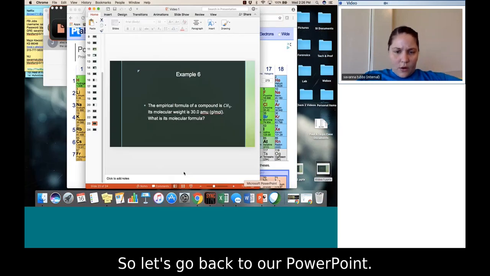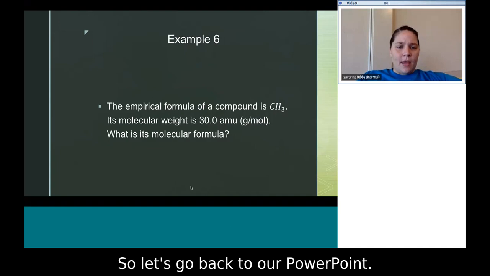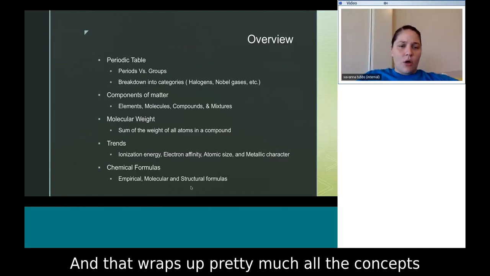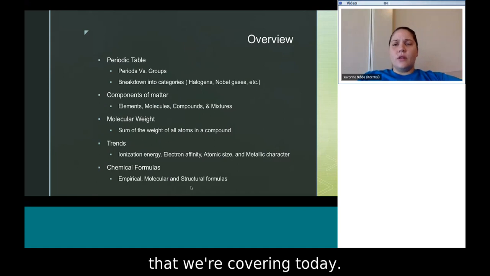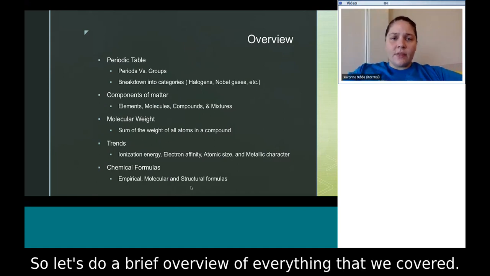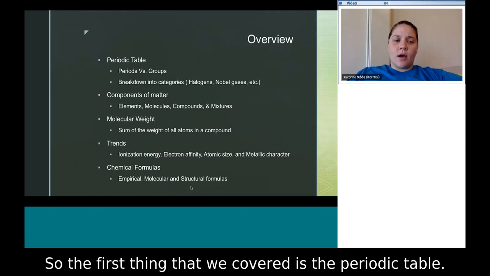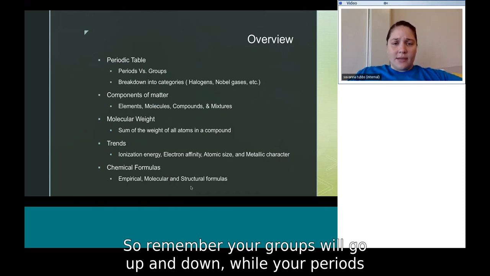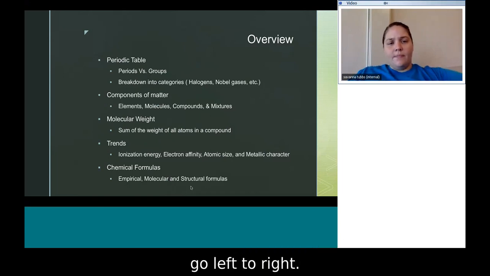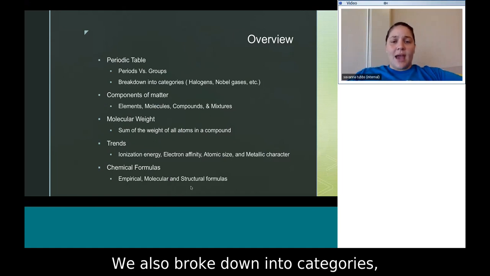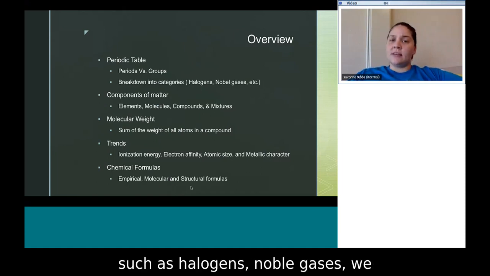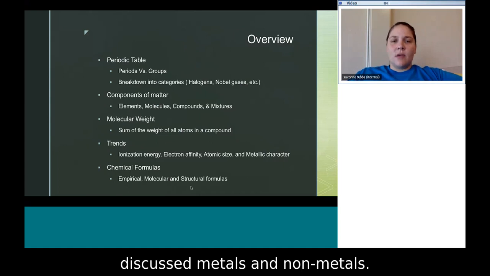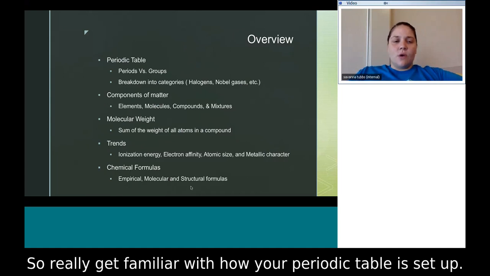So let's go back to our PowerPoint. And that wraps up pretty much all the concepts that we're covering today. So let's do a brief overview of everything that we covered. So the first thing that we covered is the periodic table. We discussed the difference between a period and a group. So remember, your groups will go up and down, while your periods go left to right. We also broke them down into categories, such as halogens, noble gases. We discussed metals and nonmetals. So really get familiar with how your periodic table is set up.